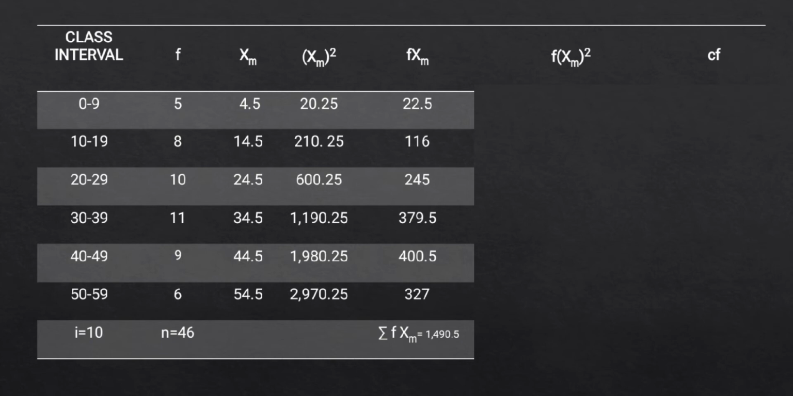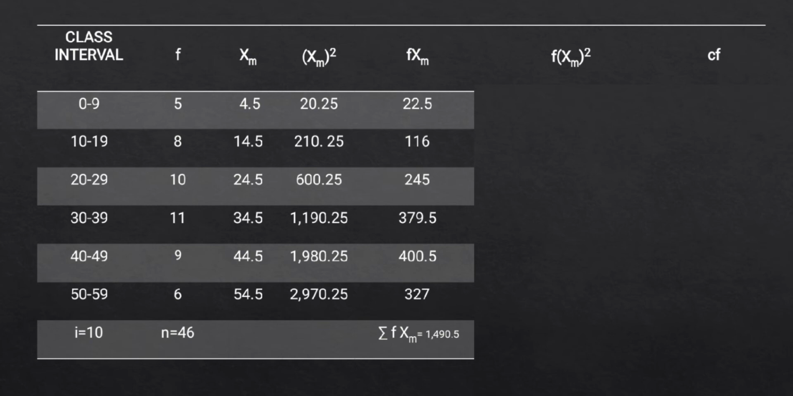Before we move on to the next part of our table, we need to get the sum of all the frequencies multiplied by the class mark. Add the 6 numbers together and you should get the total number 1490.5. If you're wondering why this step is necessary, it's because these summations are needed for our computation later. We're almost done with the table now. Just 2 more columns to go.